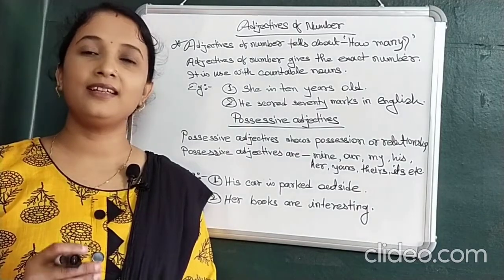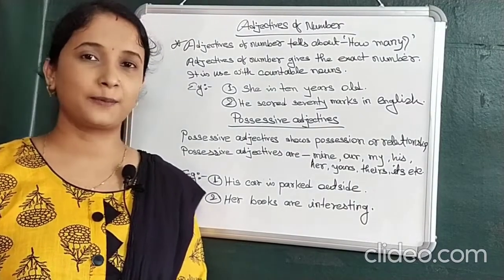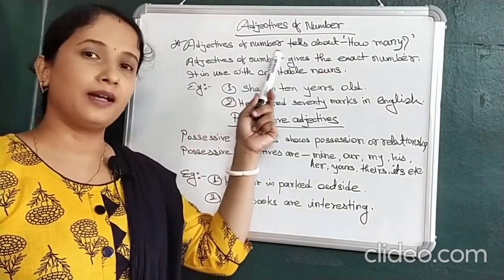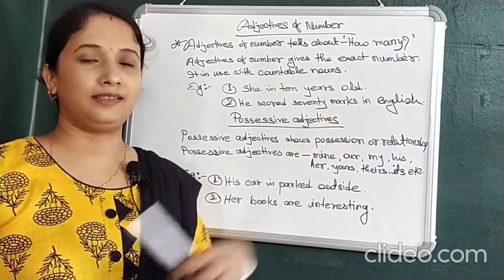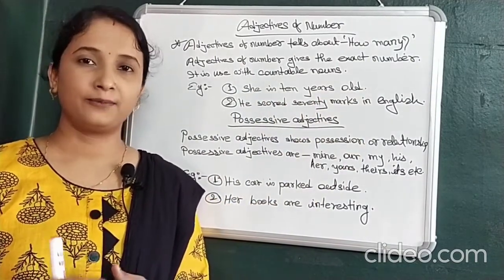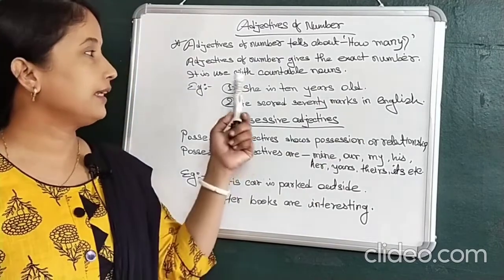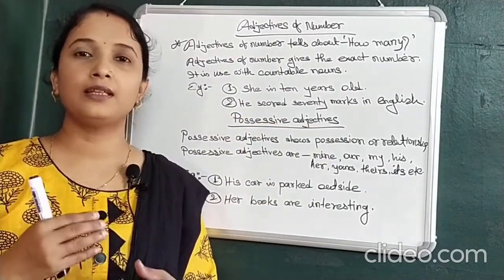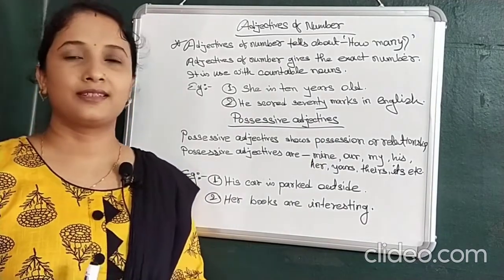Now we will learn adjectives of number. Adjectives of number tell about how many. Adjectives of number give the exact number. It is always used with countable nouns.